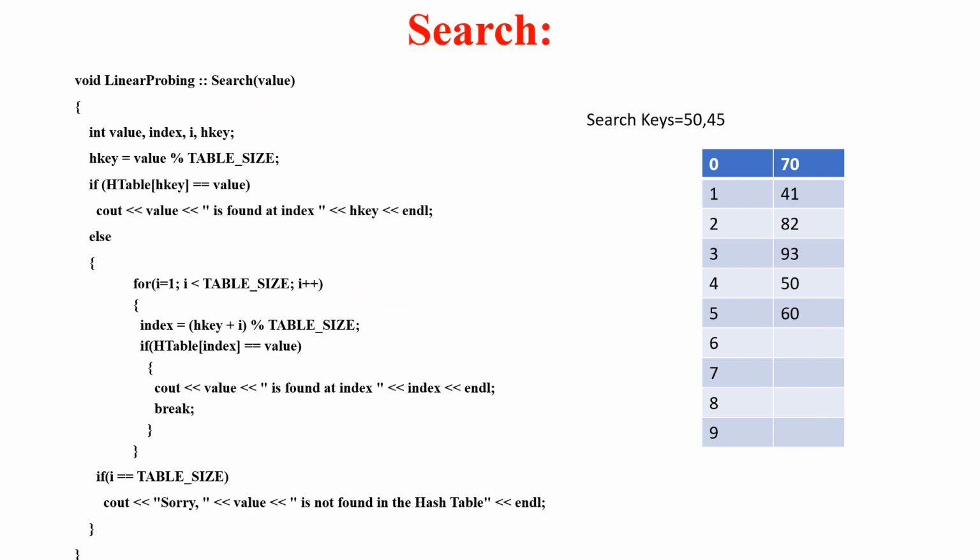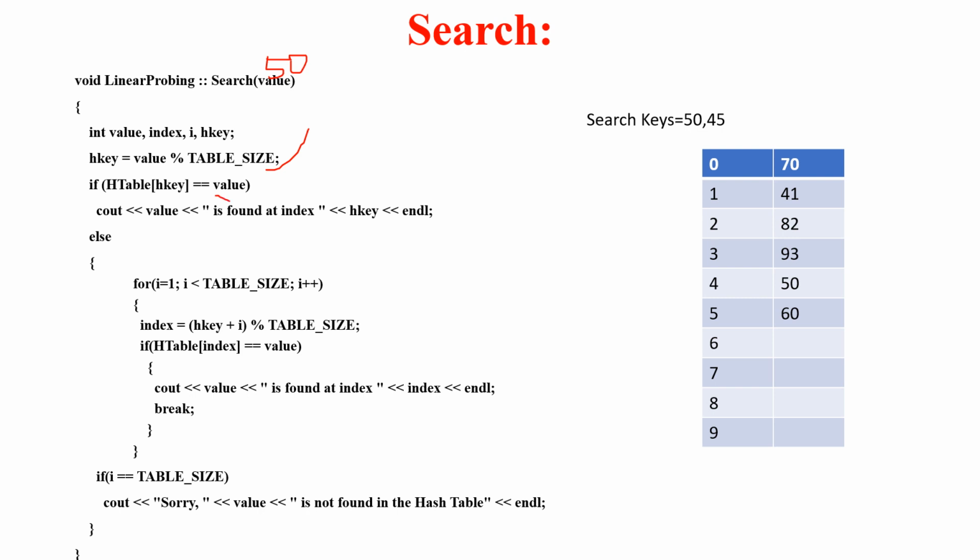Now I'll explain the searching method. The searching method is similar to the insertion method, the same procedure. Here I'm going to check whether 50 is there in my hash table or not. So for that I'm going to pass 50 to the search method. I'll come here and calculate the index of 50. So 50 modulus table size 10, I'll get the index 0.